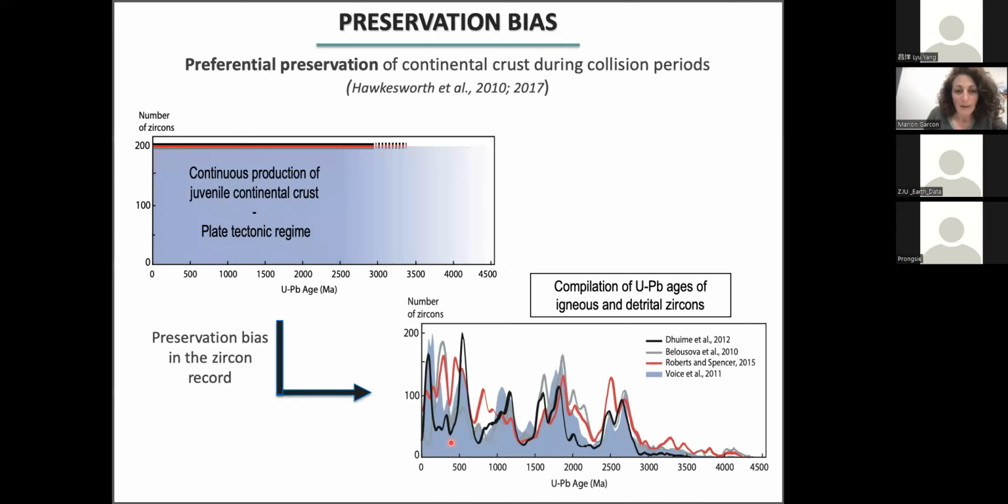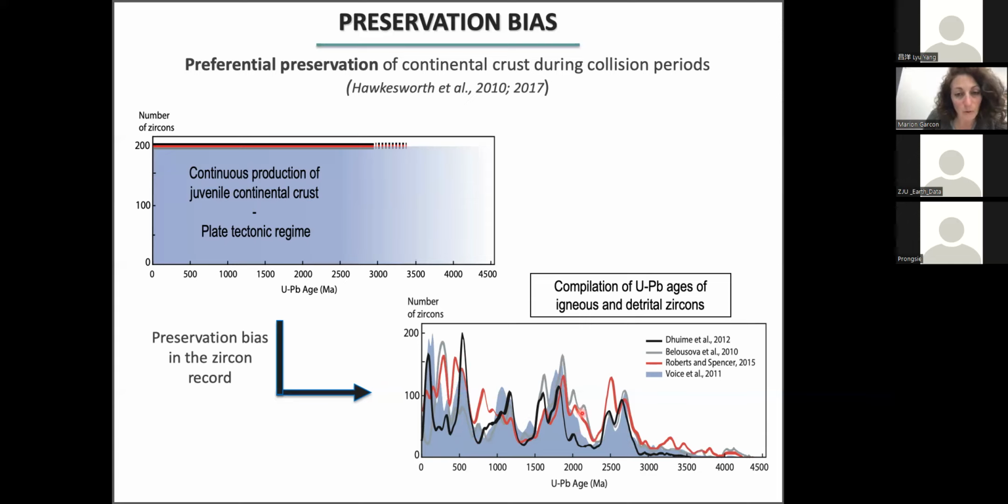So the first type of possible bias is the preservation bias, which was first suggested by Hawkesworth et al. for the zircon record. Basically, the idea is that you produce a constant amount of juvenile continental crust through time, but because you erode this differently at different periods of time, you are able to preserve only very well the zircon produced at some periods of time.